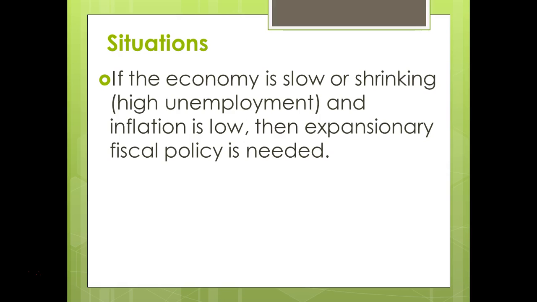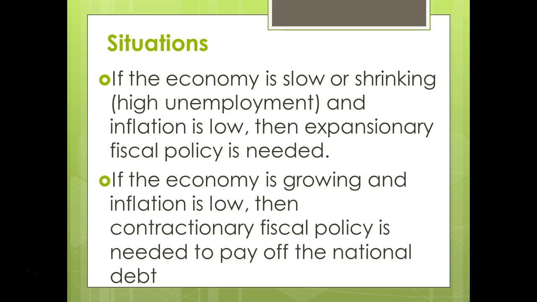So let's look at a couple situations. If the economy is slow or shrinking, there's high unemployment and inflation is low, so prices are steady, then we should use expansionary fiscal policy. Because if we have a slow economy, we want to increase spending, so we'll use expansionary fiscal policy. But if the economy is growing and inflation is fine, then contractionary fiscal policy is needed to pay off the national debt. Because we can decrease aggregate demand, and that's okay because the economy is doing fine, and then we can use the money to pay off the debt.